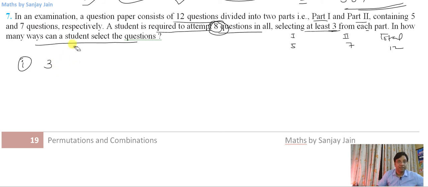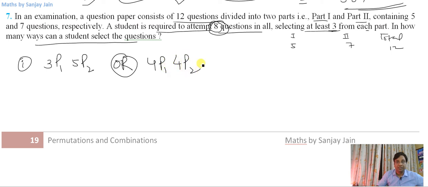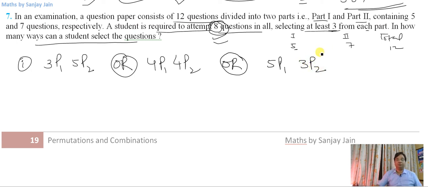So I'll say 3P1 and 5P2, or 4P1, 4P2, because I have to attempt 8 questions in total, right? And in part 1 I have got total 5. So there can be another case where I can have 5 questions from part 1 and 3 questions from part 2. These are the only possible scenarios. So I have considered all of these.